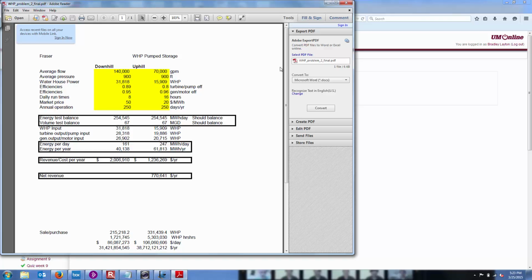Velocity, friction head. So that's from the flow divided by the area. Convert gallons per minute. And what part of this pump storage do we need? Because I don't see, there's no formulas in the PDF.